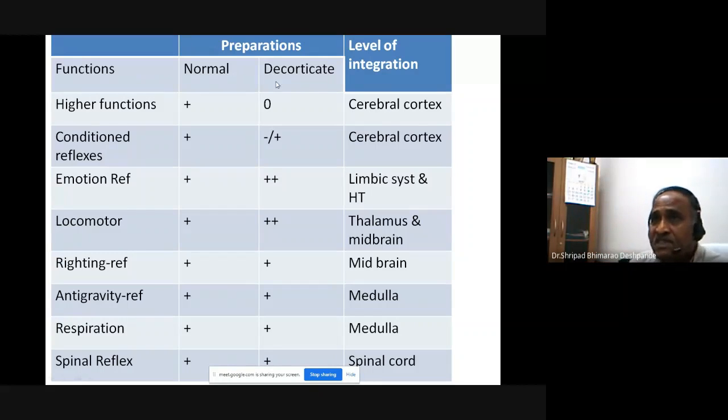Now what happens in these decorticate preparations? The higher functions are absent. I have made it 0 here. 0 here. The conditioned reflexes.